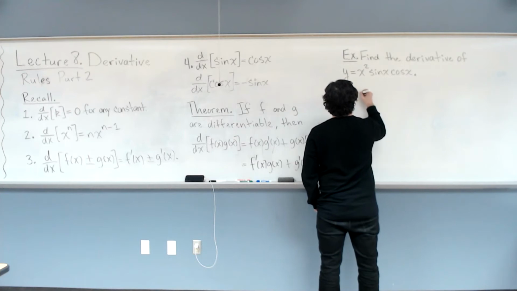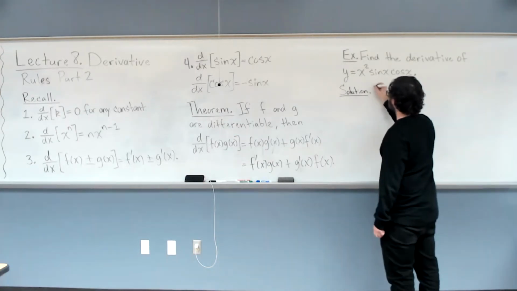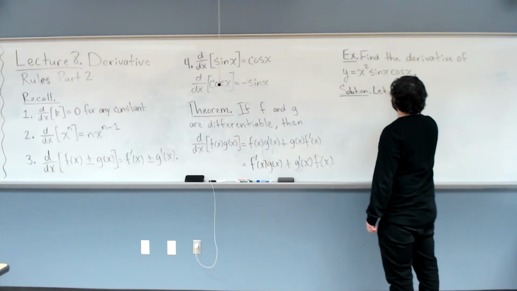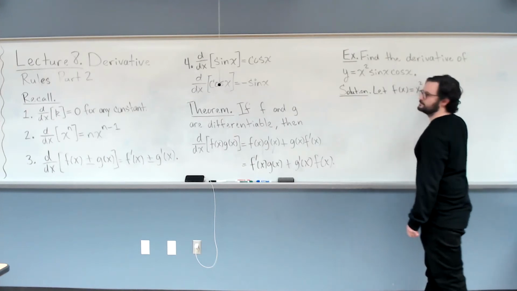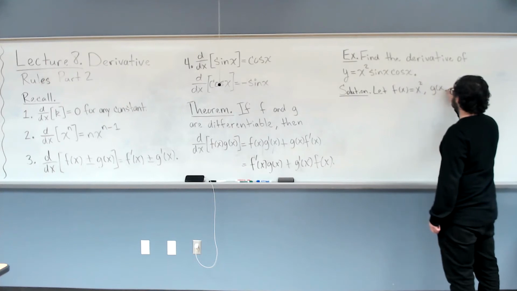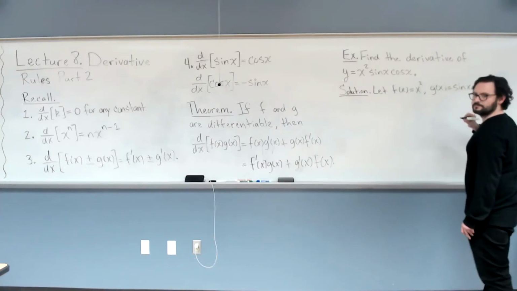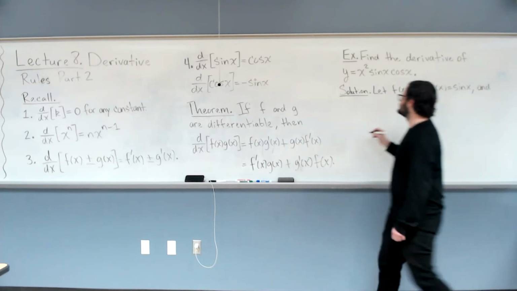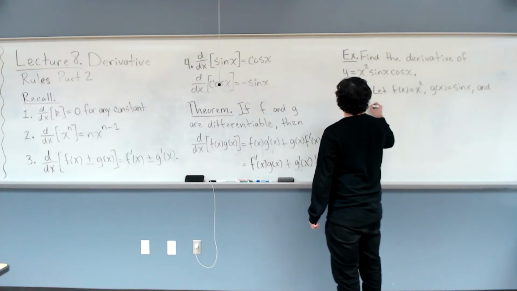Solution. Now I'm going to be very precise. I'm going to say let f of x equal x squared, g of x equal sine of x, and h of x equal cosine of x.